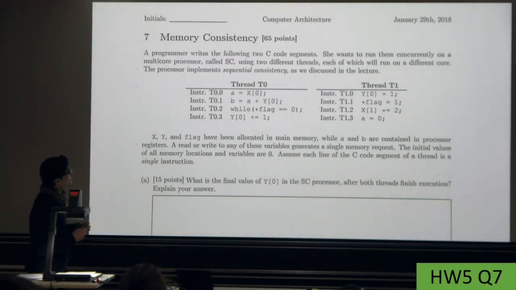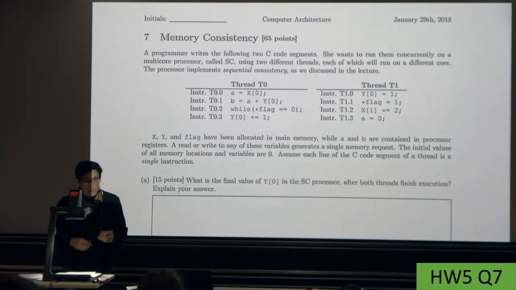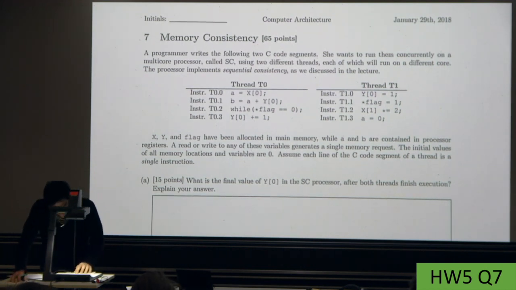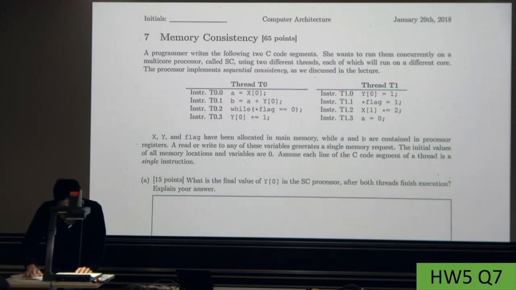This in particular is from the final exam from the fall 2017. A programmer writes the following two C code segments. She wants to run them concurrently on a multi-core processor called LSC using two different threads, each of which will run on a different core.